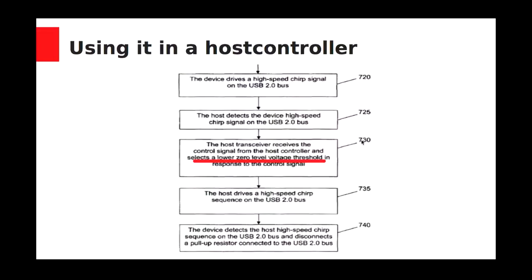And the host controller itself was also mentioned. This is a later version of the patent, and here you see the host controller itself says we'll select a lower zero voltage threshold, so the op-amp, which actually has to compare the voltages, is actually being influenced here.